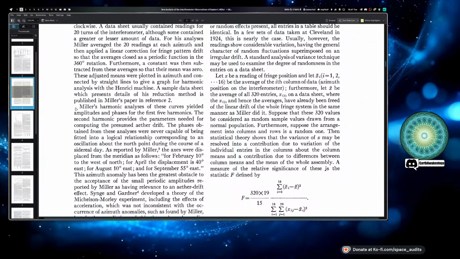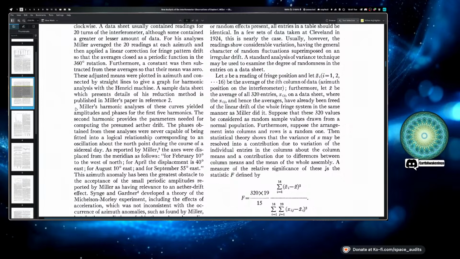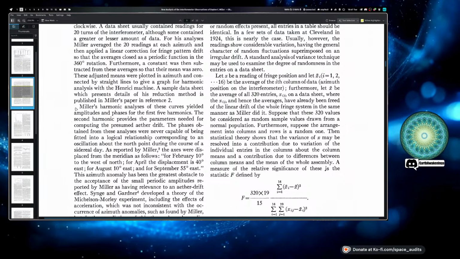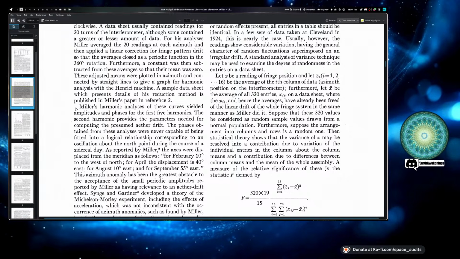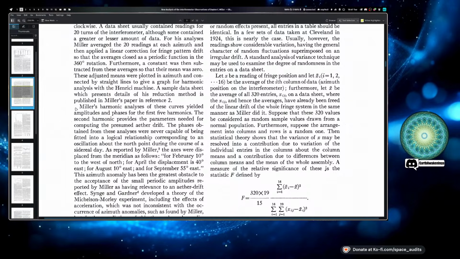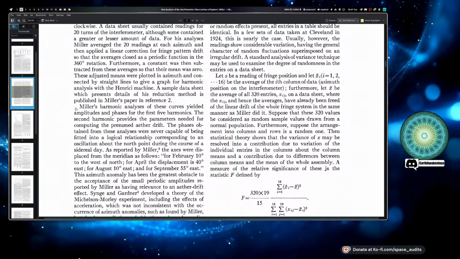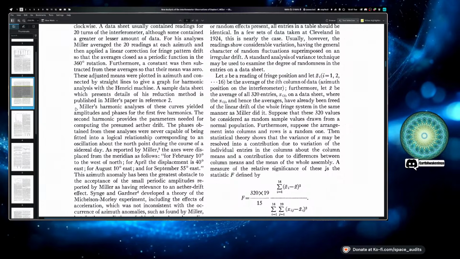Miller's harmonic analysis of these curves yields amplitudes and phases for the first 5 harmonics. The second harmonic provides the parameters needed for computing the presumed ether drift. The phases obtained from this analysis were never capable of being fitted into a logical relationship corresponding to an oscillation about the north point, of course, the sidereal day.